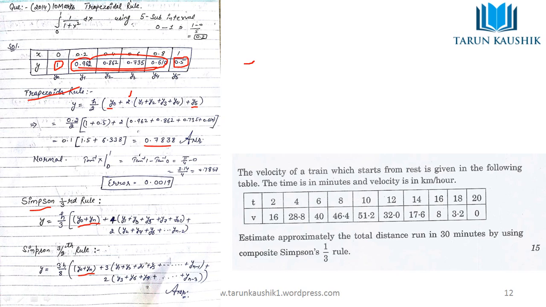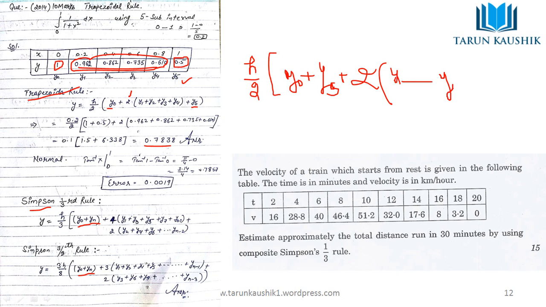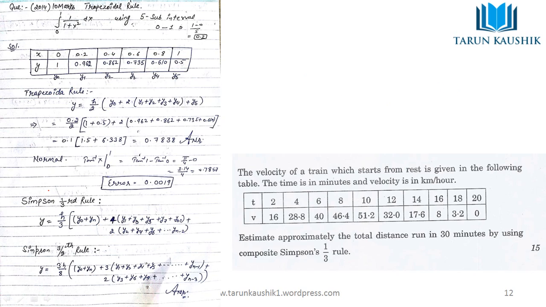So what is the formula? h by 2, where h is the step size, times first term y0 plus yn, plus twice all the remaining terms. Here yn is y5, because the last is y5, and the remaining terms are y1 to y4. Add all 4 terms, and multiply that with h divided by 2. You will get your answer. Now this is Simpson's 1/3 rule, and again you just remember this formula.